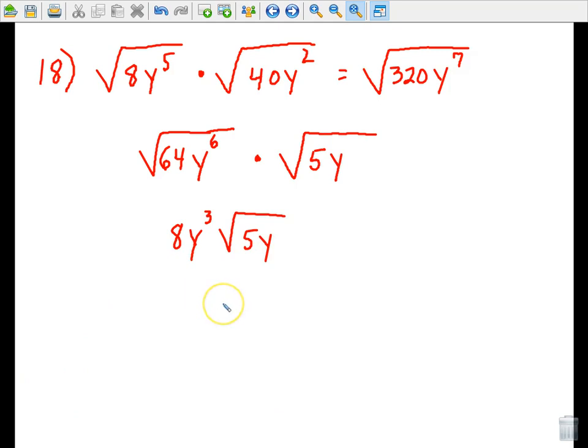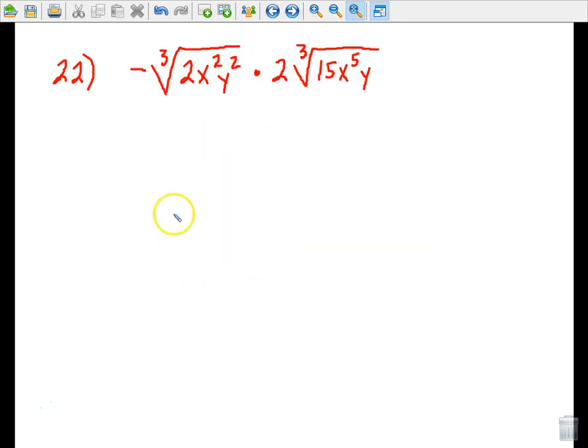All right, so that is your answer then for number 18. And once again, make sure that you show this as part of your work. What are your two radical factors that lead you to this final answer? I think I got one more.